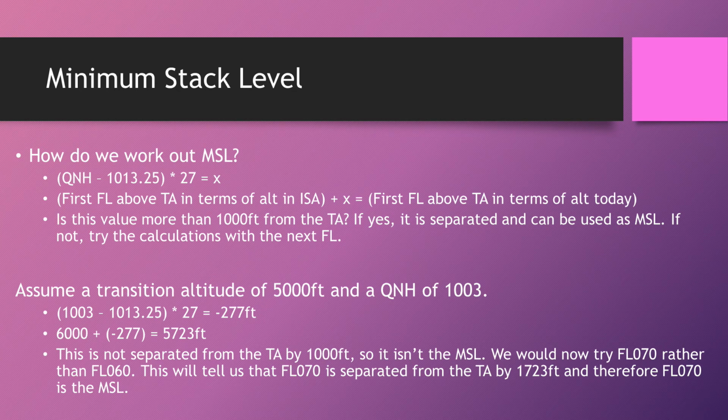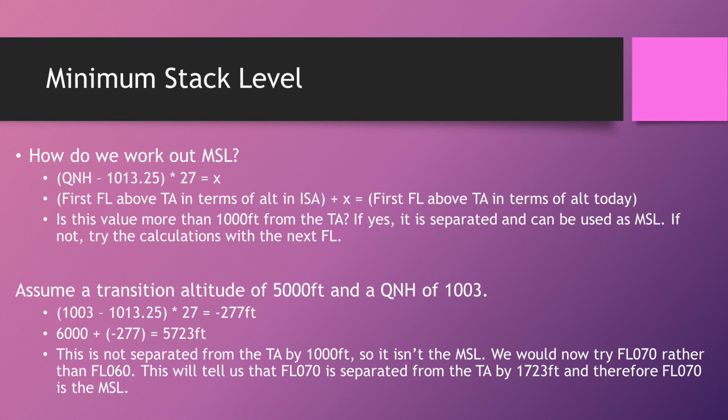We then add x to it, and remember that a plus and a minus becomes a minus. So that gives us 5,723 feet. Or in other words, flight level 60 in today's atmosphere with a QNH of 1003 is equal to altitude 5,723 feet. So then what we do is we compare that number to the transition altitude.